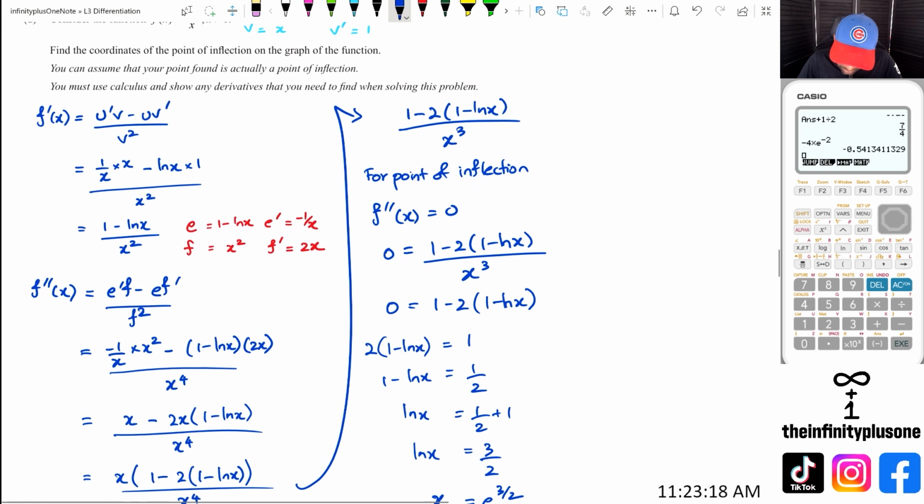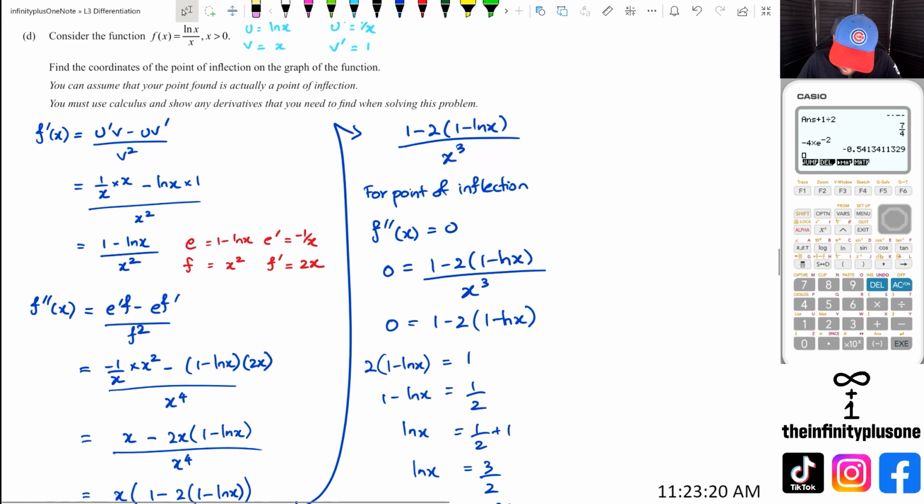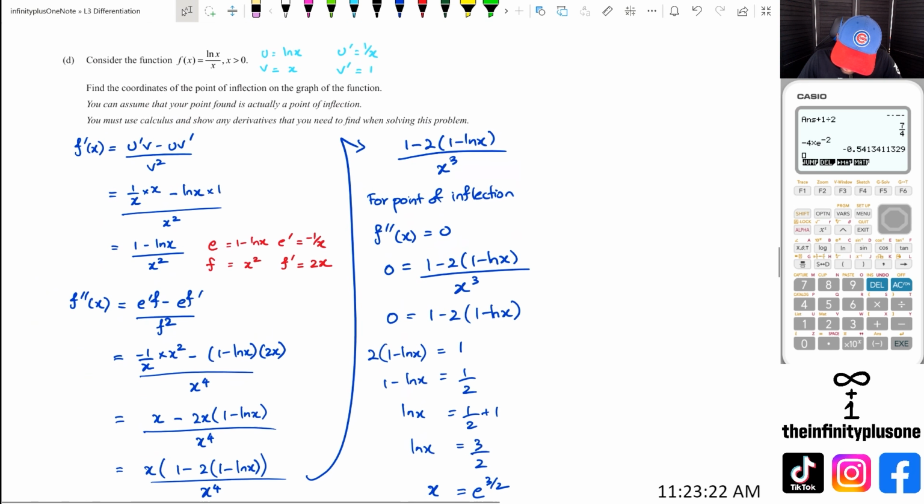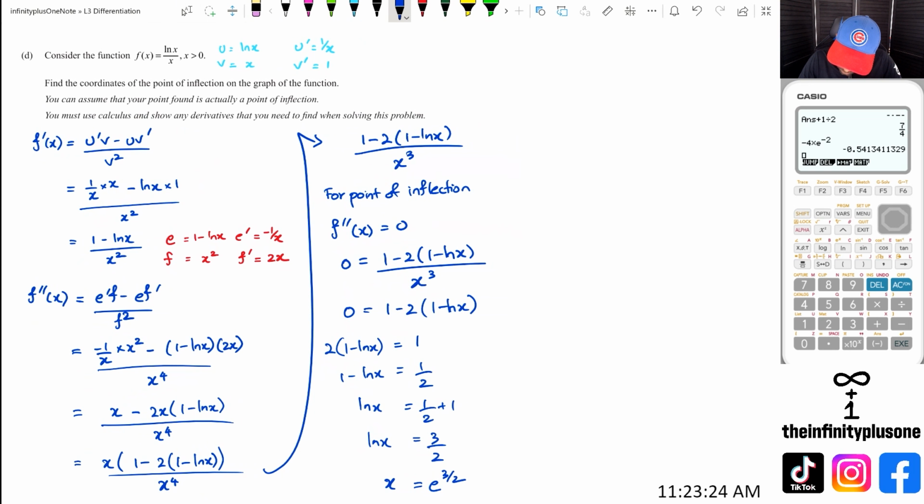Now it's actually asking for the coordinates of this particular point. We've figured out what the x value is, so we need to figure out what the y value is. So I'm going to go e to the power of 3 over 2 equals ln of e to the power of 3 over 2, divided by e to the power of 3 over 2.